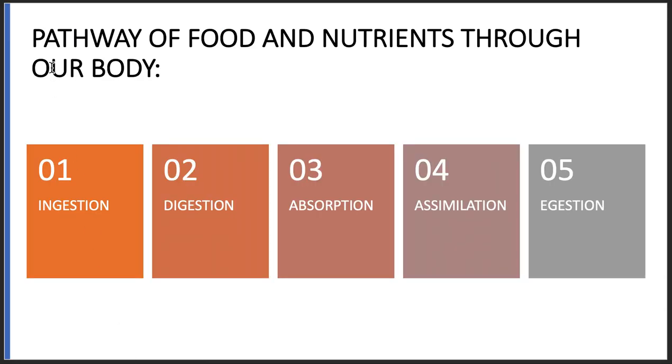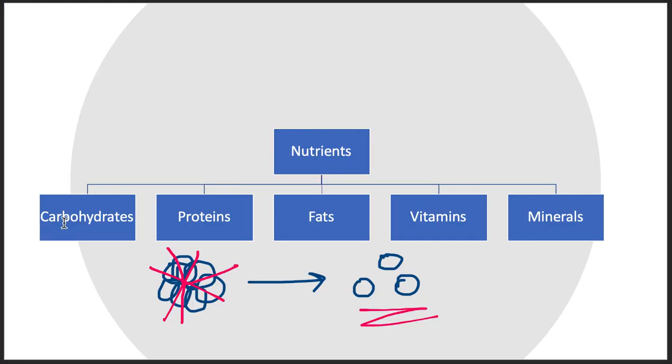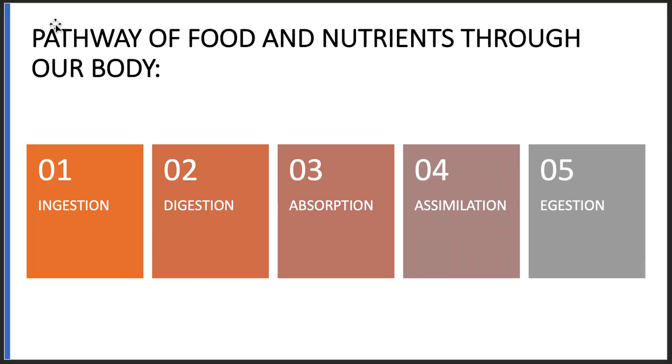So now the pathway of food and nutrients through our body. What does this mean? This mainly means how the food and the nutrients, I told you about nutrients in this slide over here, that nutrients are carbohydrates, proteins, fats, vitamins and minerals. So now this is how the food that we eat and the nutrients that we get from the food travel through our body.